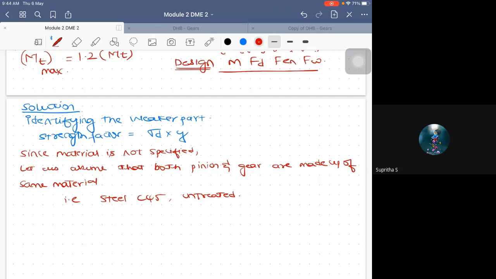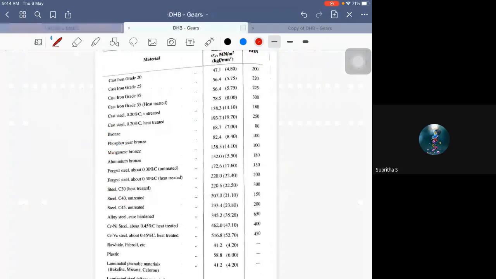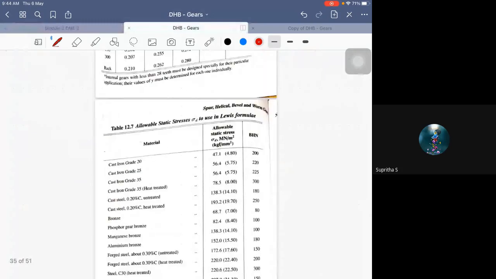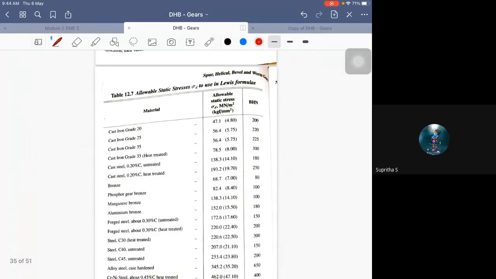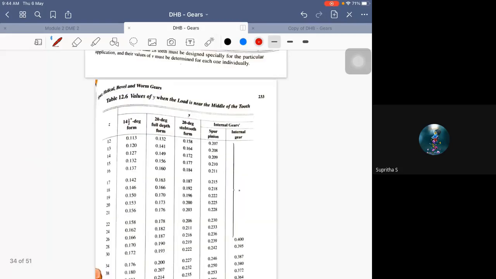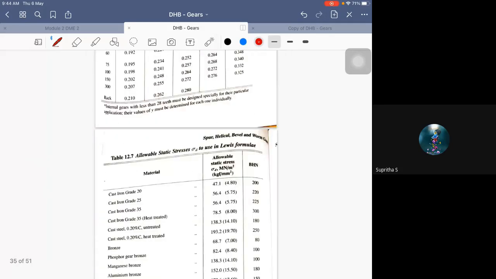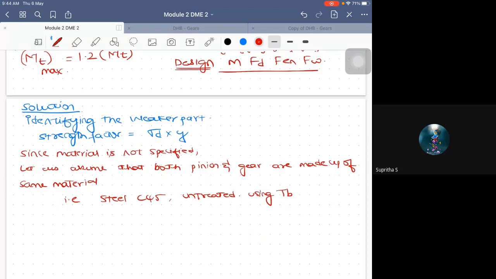Okay, so give the reference. What is the table number? 12.7. What is the page number? The last page, 233, 234. Table number 12.7, page 234.